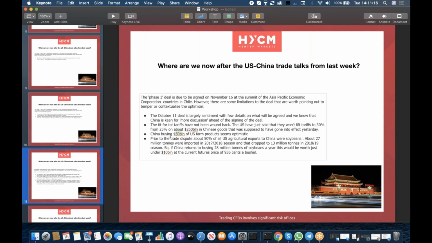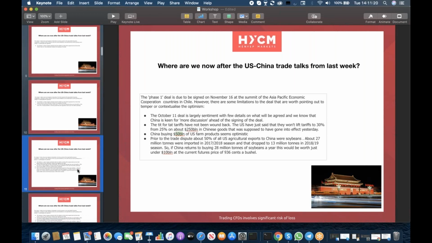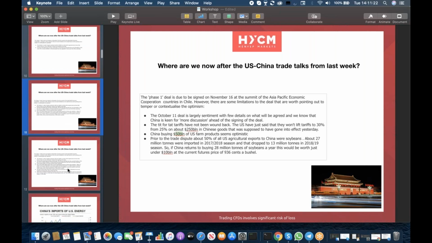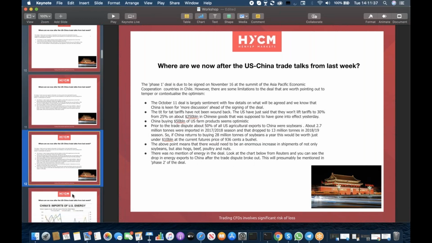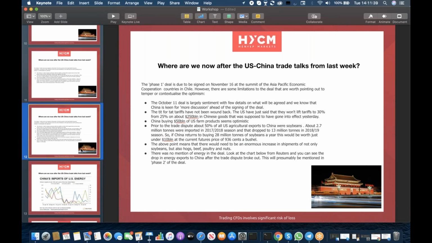Can China actually buy that amount of US farm products? It seems a little bit optimistic at the moment. And also there was no mention of energy in the deal. So I'm going to show you a Reuters chart in a minute, and you're going to see the drop in energy exports to China after the trade dispute broke out. So if there's going to be a phase 2 of the deal, expect energy to be mentioned.